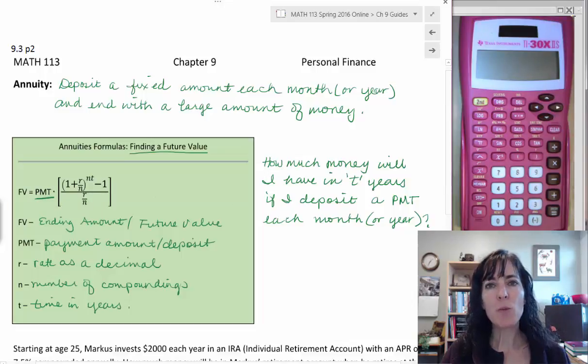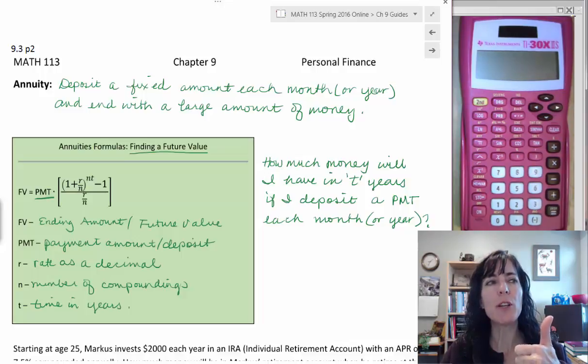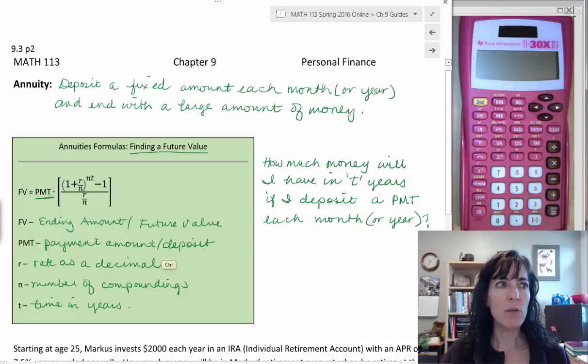And that's because we are not just taking a lump chunk and leaving it sit. We're continually adding to it with both interest, because it's a compounding situation, and our regular payment. So that's going in as well. So the two of those are why we need a different formula. So it is based on the general compounding formula, though.